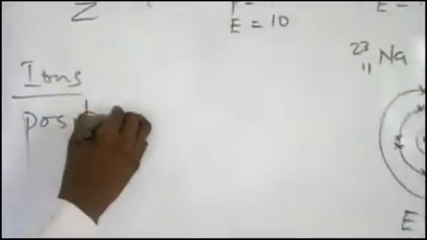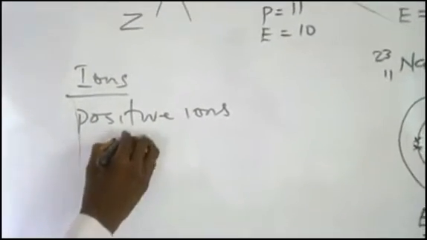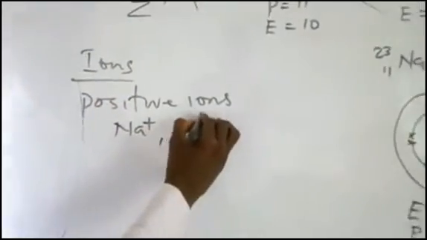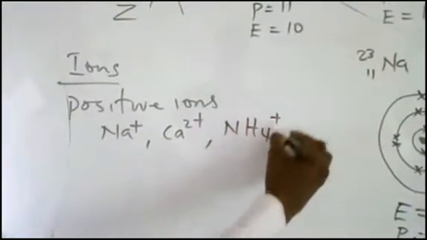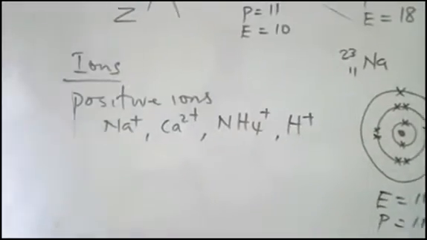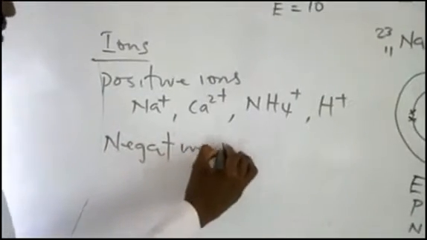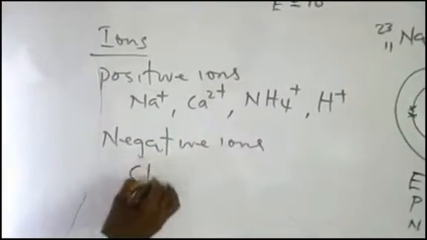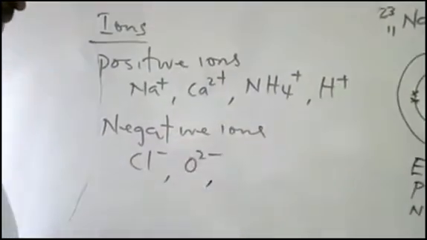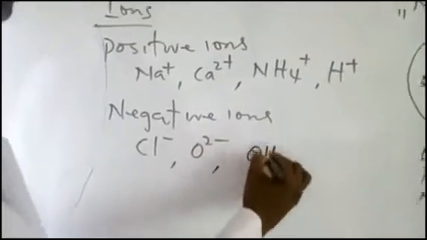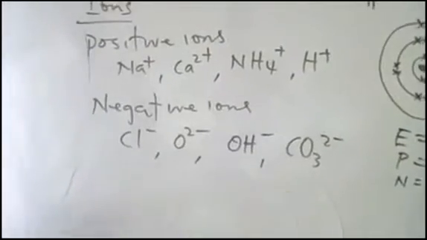Examples of positive ions are sodium ion, calcium ion, then we can have ammonium ion, hydrogen ion, and so on and so forth. Examples of negative ions are chloride ion, oxide ion, hydroxide ion, carbonate ion, and so on and so forth.